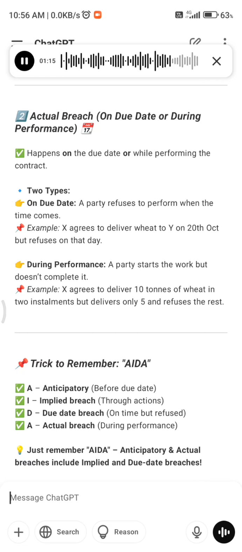Trick to remember: ADA. A, anticipatory, before due date. D, due date breach, on time but refused. A, actual breach during performance. I, implied breach, through actions. Just remember ADA. Anticipatory and actual breaches include implied and due date breaches.